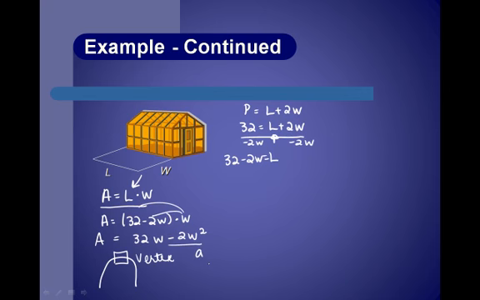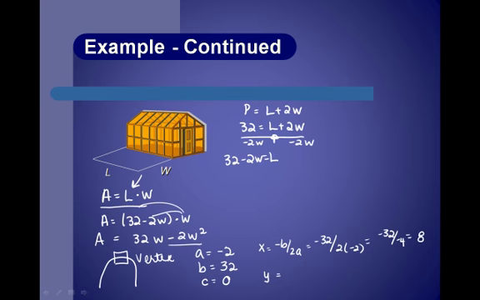So we say A is the number in front of the square term, which would be negative 2. B is the number in front of the W term, which would be 32. And C, there's not another number out there, so C is 0. So to find the vertex, we're going to do negative B divided by 2A, which is negative 32 divided by 2 times negative 2, which is negative 32 divided by negative 4. So our x value of our vertex would be 8.